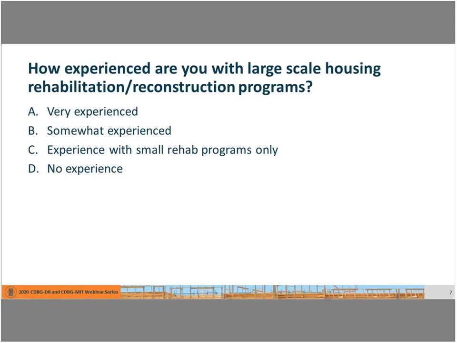Okay, do we have our polling data yet? We want to give folks a minute or two more. Okay, so we have a pretty good mix. We have about 18 people of our group that are very experienced. We have a pretty significant group, about 50, that have somewhat experience or experience with small programs. And then we have a similar number that don't have any experience. And some of you just want to go incognito on this, which is perfectly fine. So let's begin here.